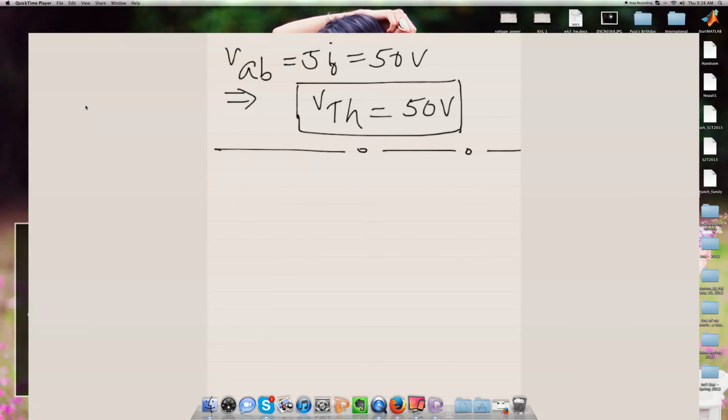Now, the second part is determination of R Thevenin.